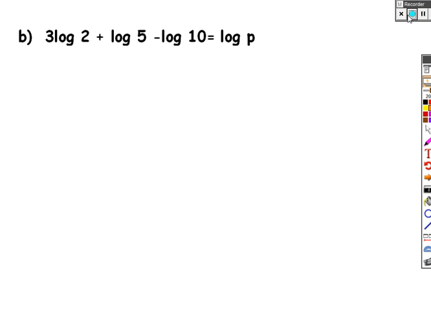Now why don't you pause the video and give this problem a try? You'll actually use all 3 log properties that we discussed here. So your goal should be, can you combine all of these 3 logs into 1 eventually and solve? So pause the video and give it a try.